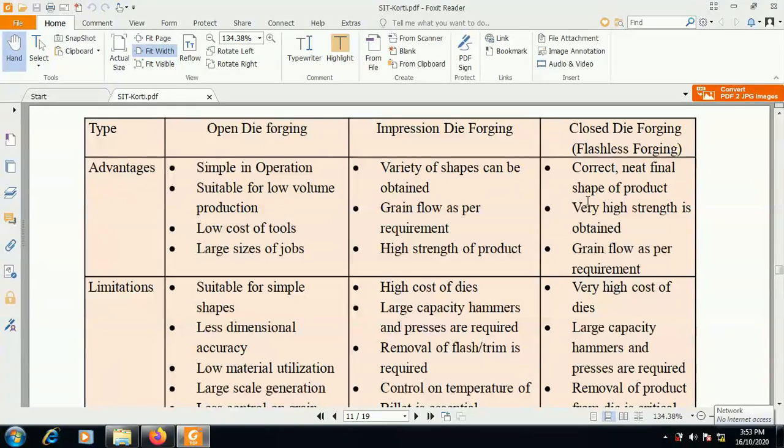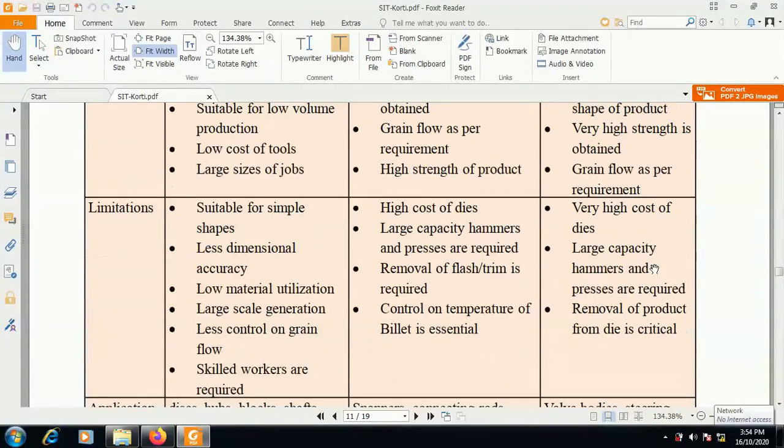Correct neat final shape of the product closed die forging मध्ये, or also called as a flashless. Final shape is achieved to the product. इथे impression die forging मध्ये ट्रिमिंग एक ऑपरेशन आपल्याला करायला लागतं. ट्रिमिंग मीन्स टू रिमूव्ह दॅट फ्लॅश, and here trimming is also not required. Final shape you are achieving in case of flash ledge forging. Very high strength is obtained and grain flow is as per requirement. This is the flash ledge forging.